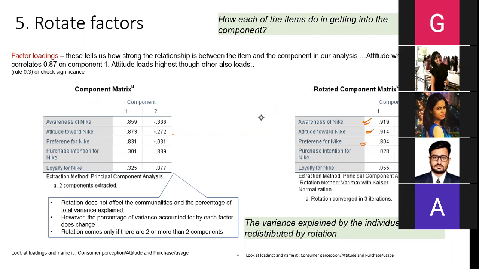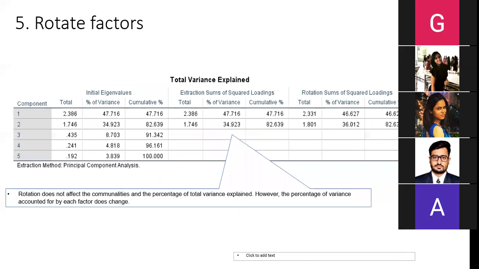Now what you have to understand is the rotation. What does this rotation do? Does it change the variation explained? This is your initial one, and this is the rotation sum of squared loadings. What is the percentage of variance explained by these two factors? How much percentage of variance are these two factors explaining in this?